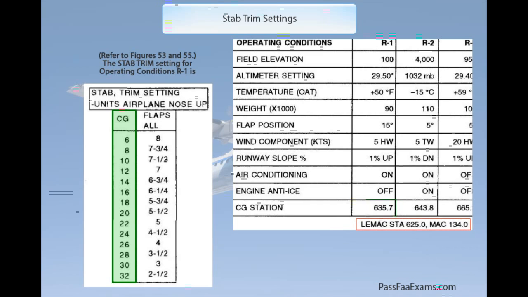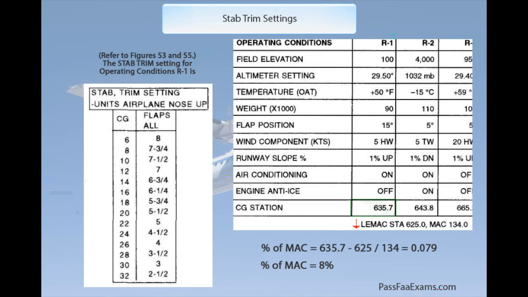So if we tried to use 635, as you can see, you can't find 635 there because it's a percentage of MAC. So the first thing we're going to do is find the percentage of MAC based on the CG and the LMAC and MAC. And there, if we do the calculation of 635.7 minus 625 and divide it all by 134, it equals 0.079. So the percentage of MAC is 8%. Now this starts to make a little bit of sense, doesn't it?